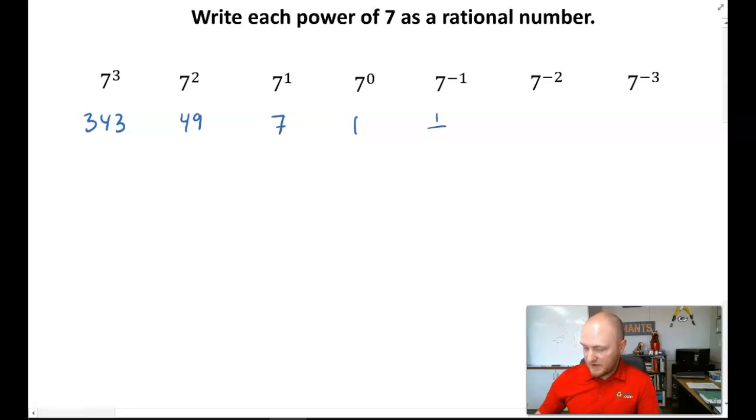7 to the negative first is 1/7. 7 to the negative second is 1/49. And 7 to the negative third is 1 over 343.